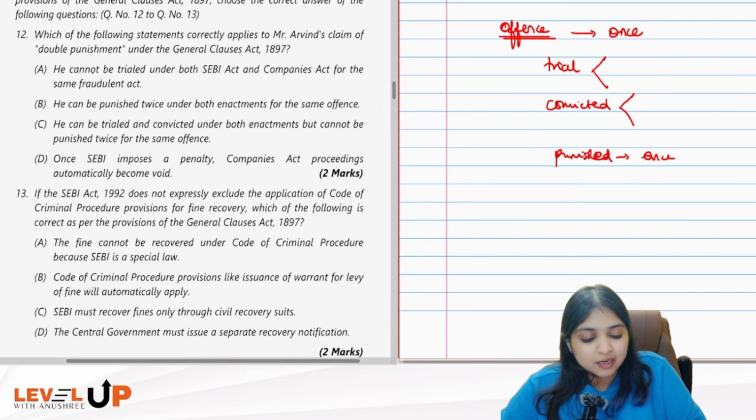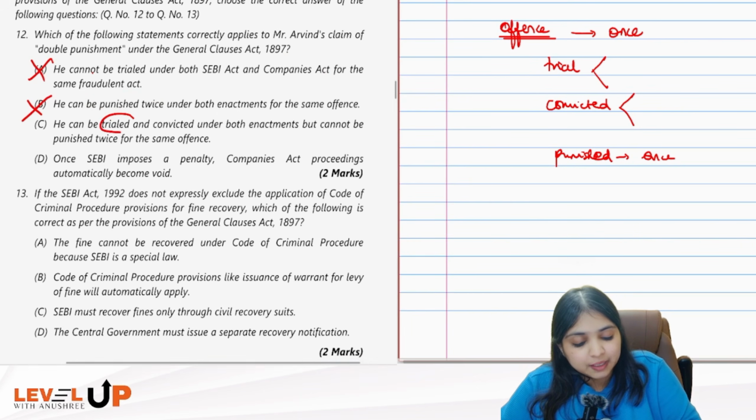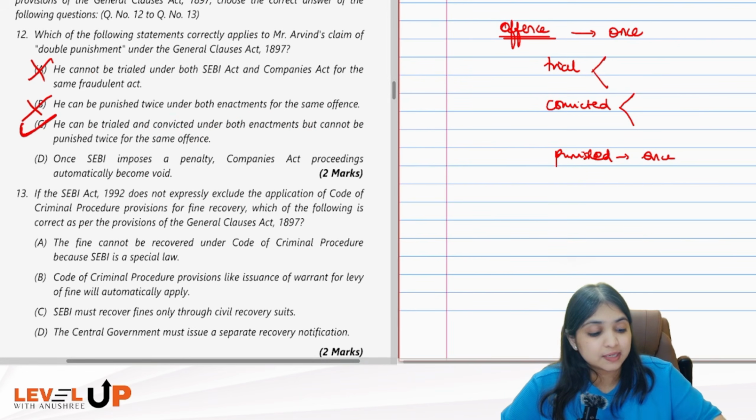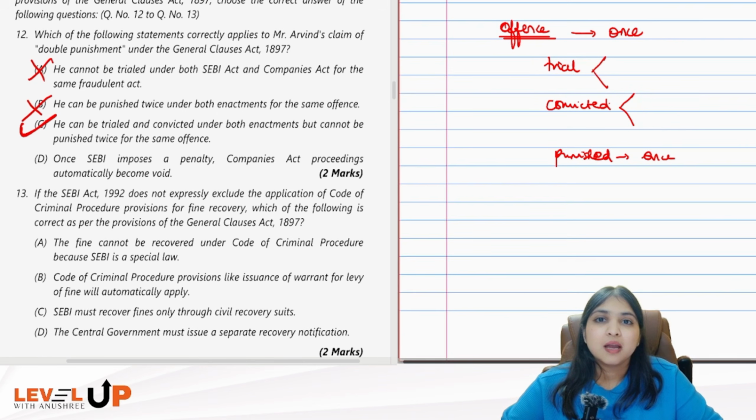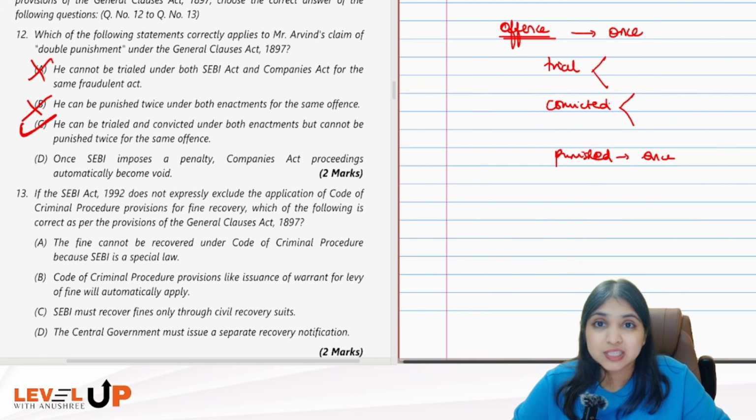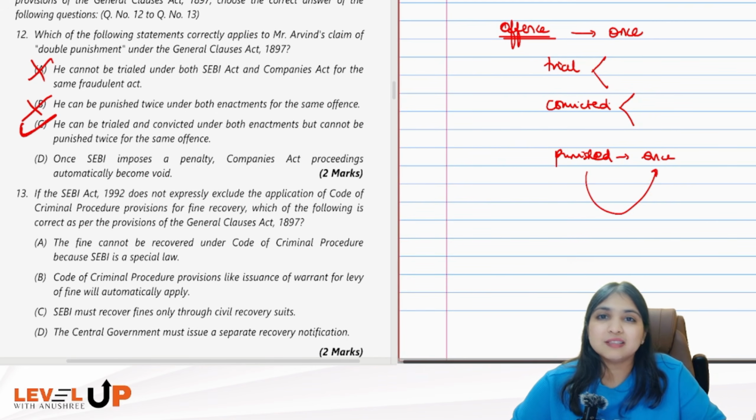He cannot be tried under both SEBI and Companies Act. No, trial can be under both the acts. He can be punished twice, definitely wrong. He can be tried and convicted under both enactments, but cannot be punished twice for the same offence, option C. Trial can be under both the acts. He can be found guilty. He can be convicted under both the acts. But for one offence, he cannot be punished twice. He can be punished only once for one offence.